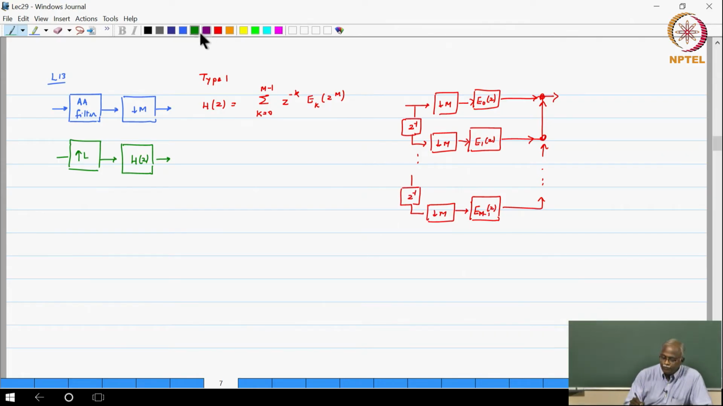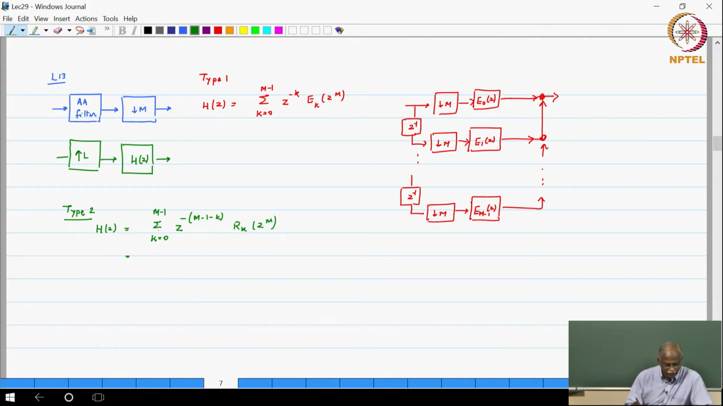There is a type 2 polyphase decomposition which we have used not in the context of these sampling rate conversions, but we have used it in the context of filter banks. So, let me just introduce it here itself. So, H of z can also be written as summation k equal to 0 to M minus 1 z power minus (M minus 1 minus k) times R_k of z power M.